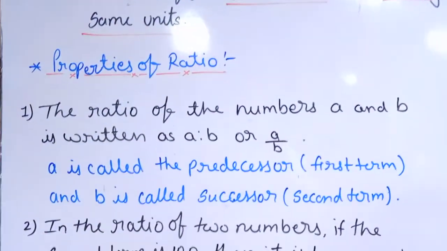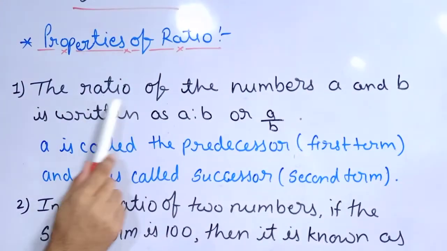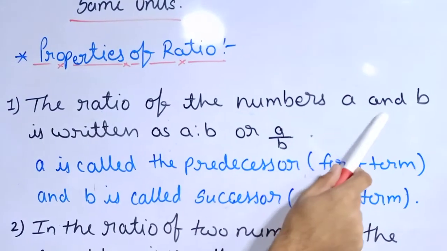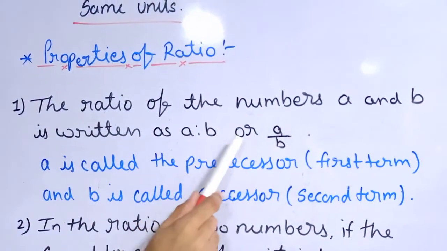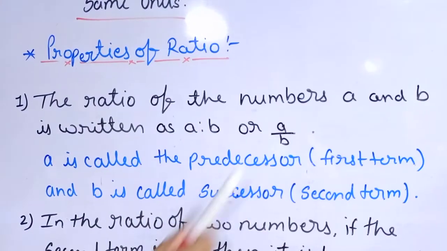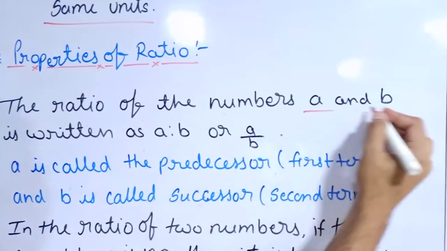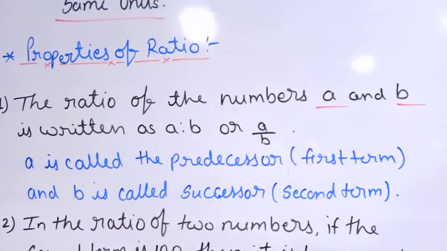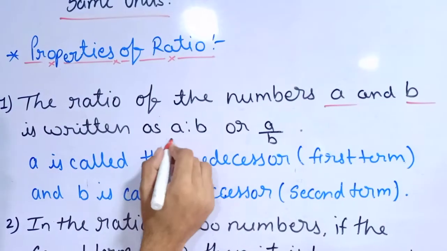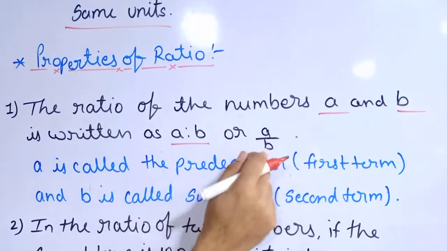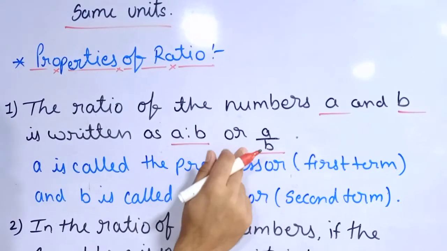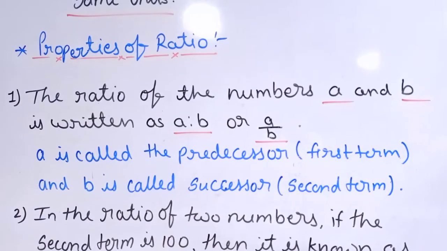Here we have a few properties. The first one: the ratio of the numbers A and B is written as A is to B or A upon B. Means we took the example, we are going to write the ratio of A and B. So how are we going to write that? In this way, A is to B, or we can say A upon B. By both ways we can represent our ratio.